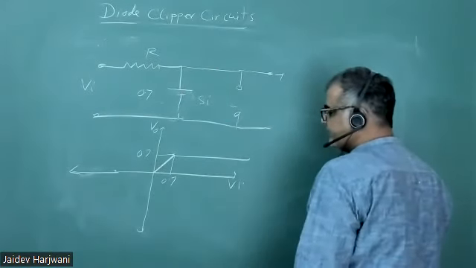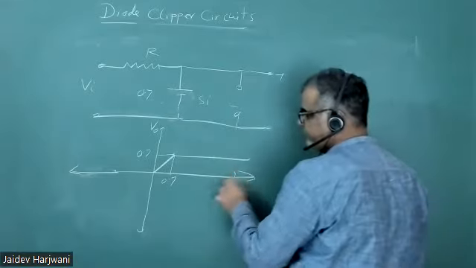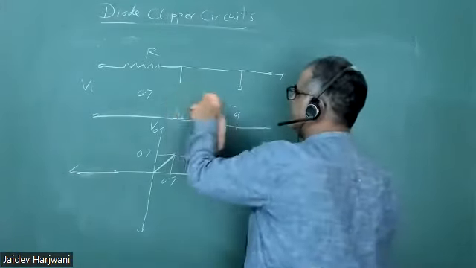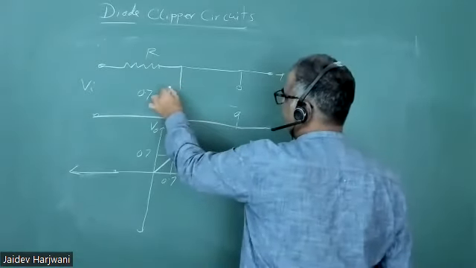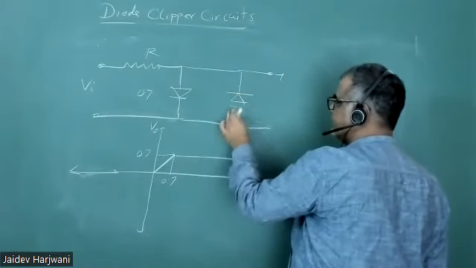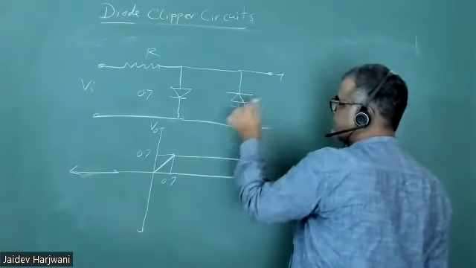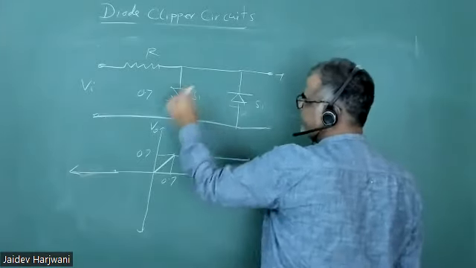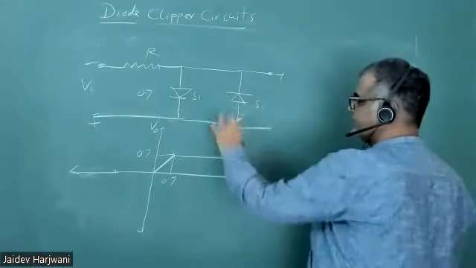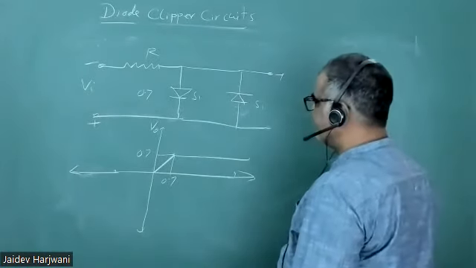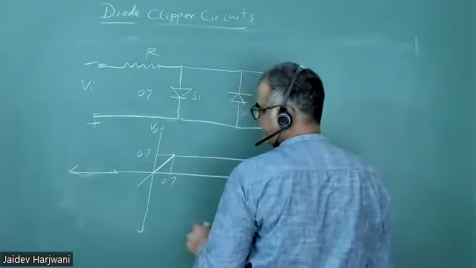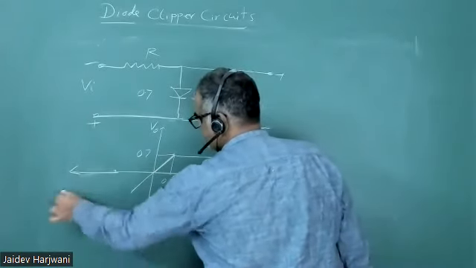Now negative, what will happen? Negative cycle. If your input is negative, then what will happen? Diode 1 is open, sir. Diode 1 is open, very good. And diode 2 is conducting after what? When this is up to minus 0.7. After that, this will become like this.